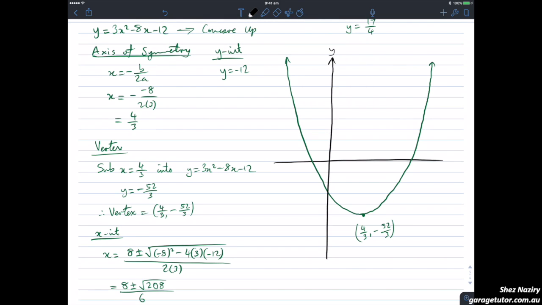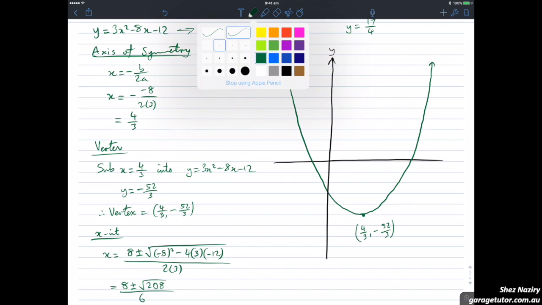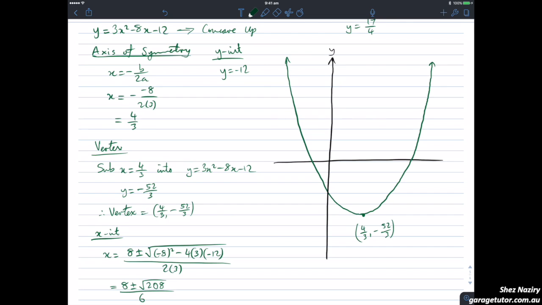Okay. So now let's put in all our key points. So this one here is 8 plus square root 208, and that is 8 minus square root 208. And this here is -12. Okay, so once you've got all the key features in, by the way guys, this is a reflection on quadratic polynomials, so it's good to visit back to the old topics.